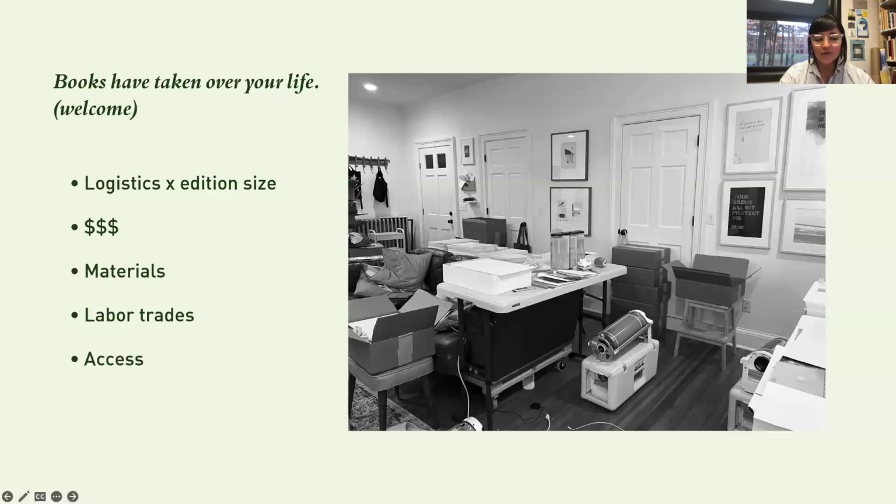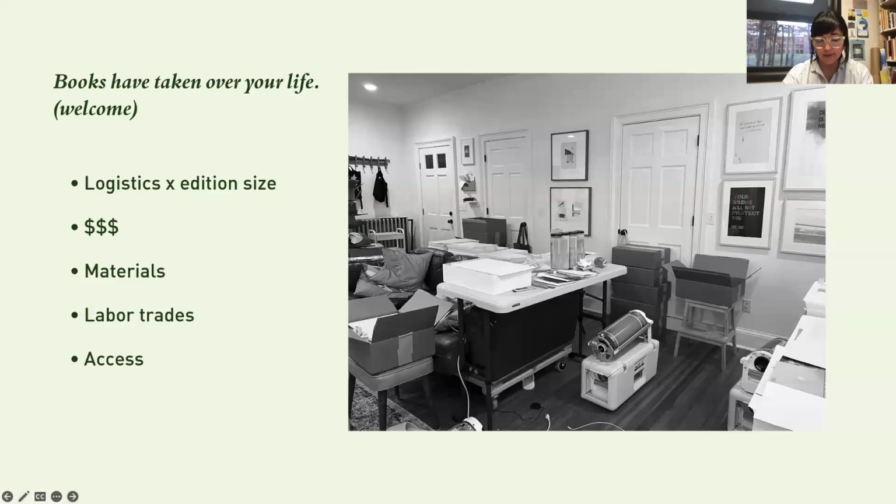So I think if you are trying to work through this, where are you going to make this project, whatever the project is that you're making? Logistics times edition size, that means your logistics are going to condition your edition size. So you can't just make the largest edition you ever wanted to make, likely because it costs too much money, which I think is the challenge most of us face as small publishers. So how do you get your money?